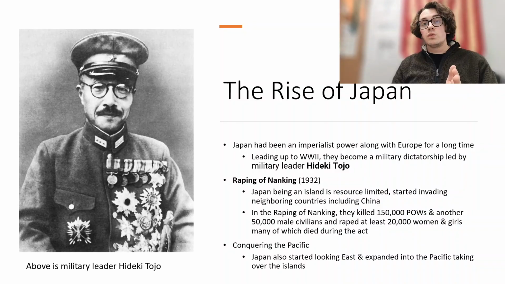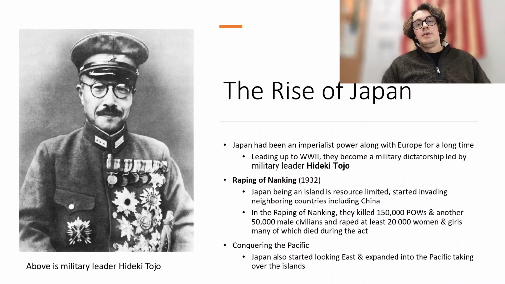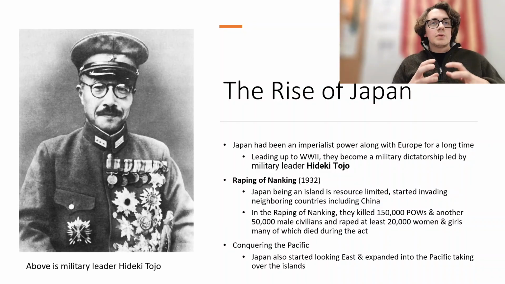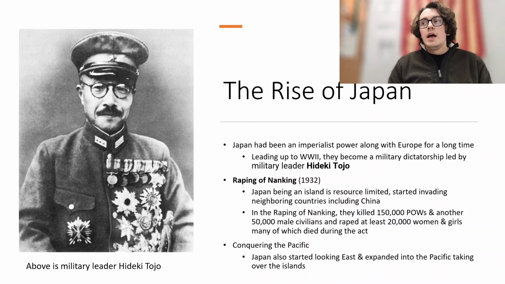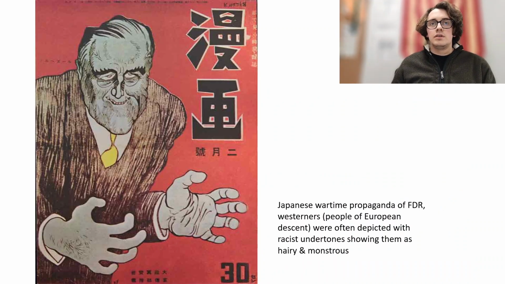A lot of people in World War II are always talking about how bad the Nazis are, but Japan was arguably just as bad. Many of these girls and women are going to die during the violent act. Japan, throughout the 1930s, is going to be expanding out into the Pacific Ocean, looking for more resources, looking for more territory, and taking over a variety of islands out there. Ultimately, it's only a matter of time before Japan's going to have to bump into the United States, which is where we'll be leaving off in this lecture.